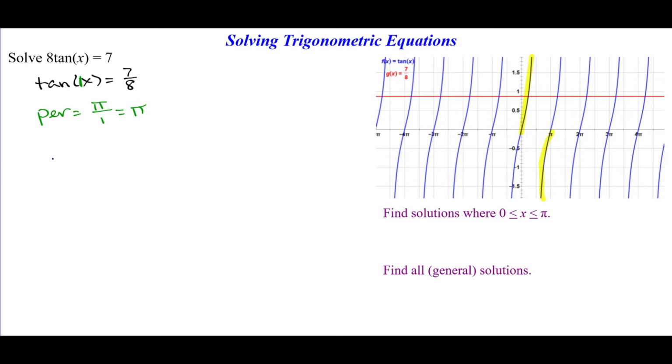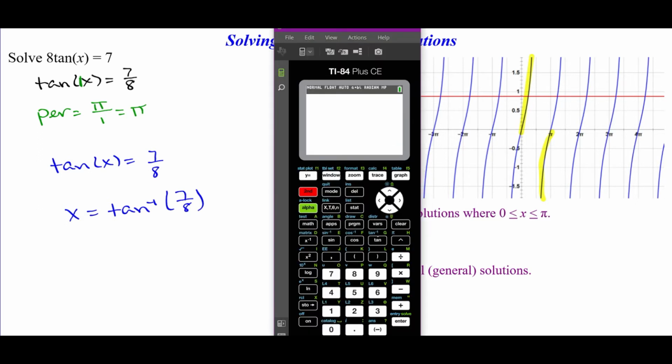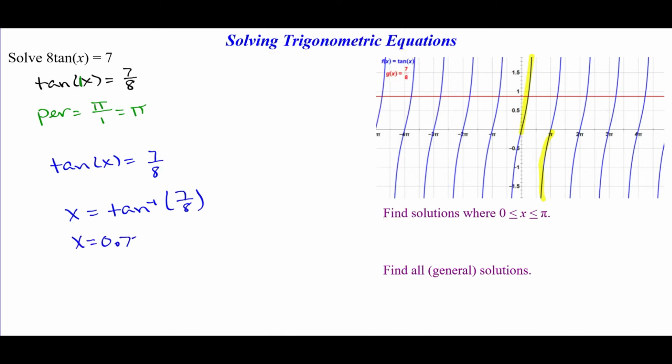So here we're just going to, again, start with tangent of x equals 7/8. We want to get x by itself. So x equals inverse tan of 7/8. Again, that's not a value that we could get from the unit circle, so we're going to use the calculator. So I'm going to do inverse tan, or second tan, of 7 divided by 8, which is going to give me, again, we'll round to 2 decimal places, so we get about 0.72.